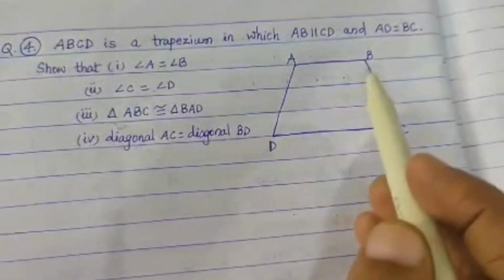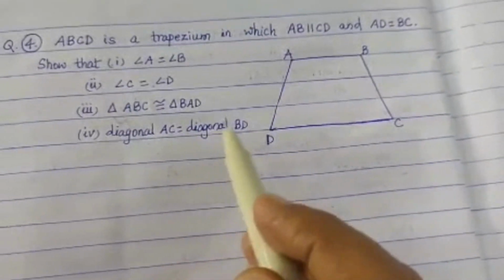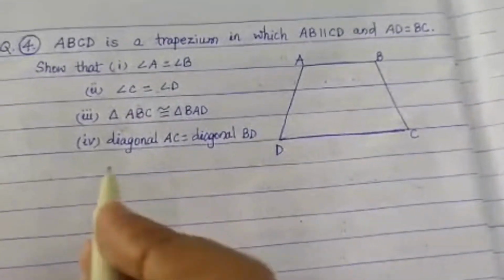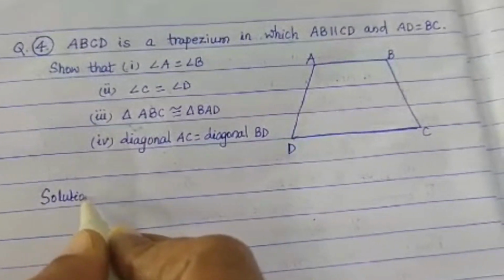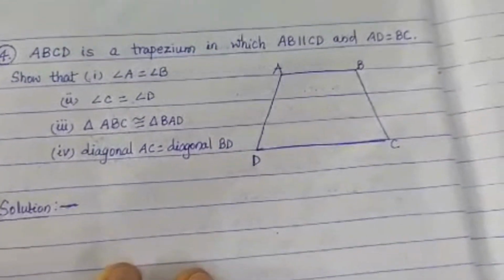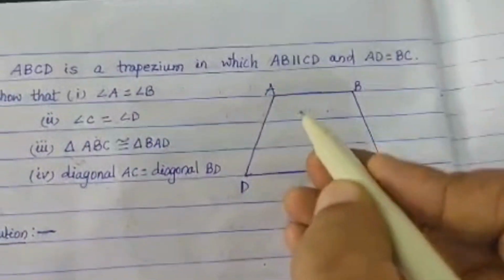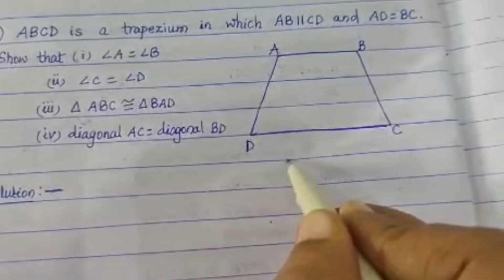Okay, we will draw it. ABC and BAD. Diagonal AC equal to diagonal BD. Okay, so let's solve it one by one. The solution is like this. We will have to do some construction. Okay, so let us draw the perpendiculars. Let us draw another figure.